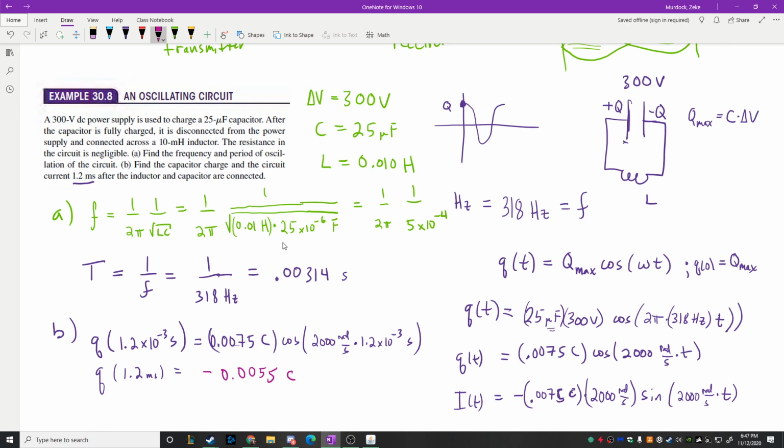Okay, that looks like a good answer. Did everybody else get the same thing? Great. And then for the current, we do the same thing. We just plug in the same thing into the current equation, which has that sine in it. Let's see what we get.